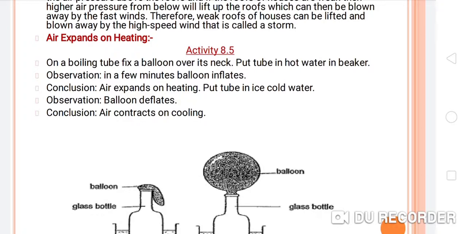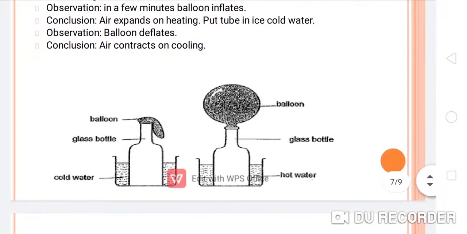And what is the conclusion? Air expands on heating. Put the tube in ice cold water. Observation: the balloon deflates. So it means air contracts on cooling. You can see in this figure, in the first one there is hot water and the balloon has inflated, because the air that was inside the bottle has moved upward and inflated the balloon. But in the case of cold water, it will not inflate. Why? The movement of the air does not take place in this experiment.